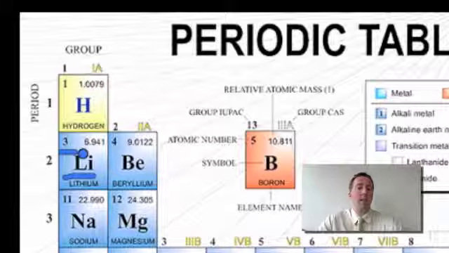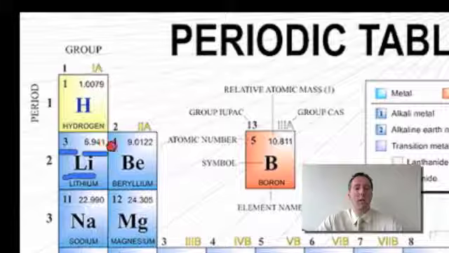Its mass number, or its relative atomic mass, is 6.941. So we would round the relative atomic mass numbers up. 6.941, we would call that 7. So we'd say lithium's got an atomic number of 3 and a mass number of 7.